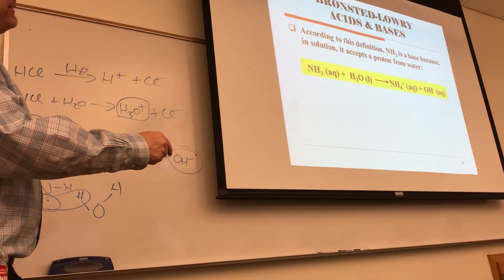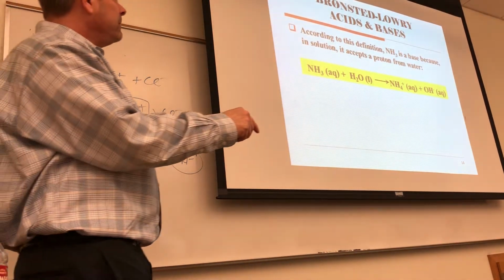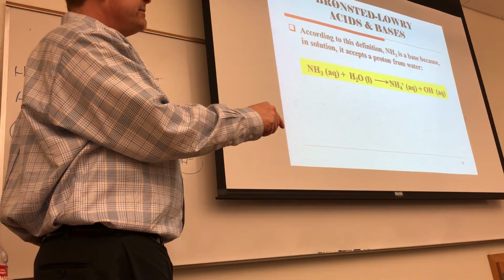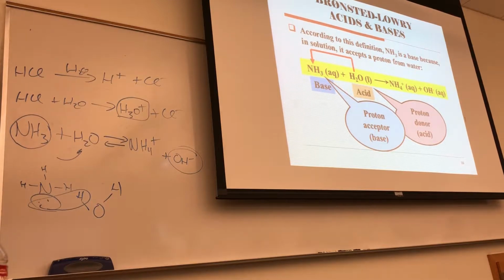So obviously we've just defined this as a base and that's an acid in the Brønsted-Lowry definition. So what is this? The conjugate acid. And this is? The conjugate base. Absolutely, that's it. No big deal, right?